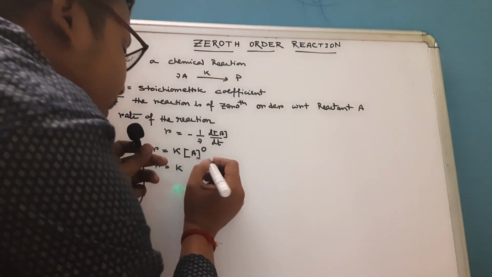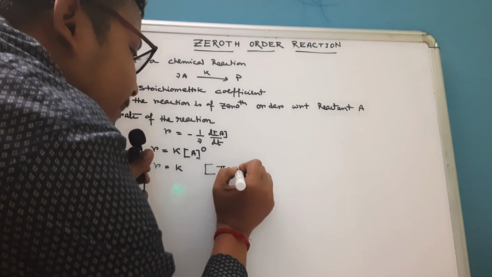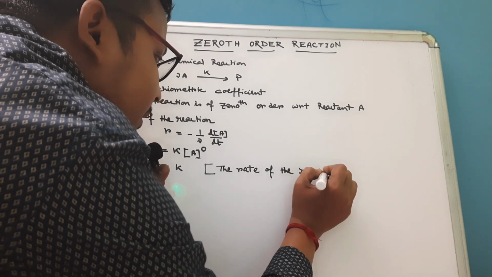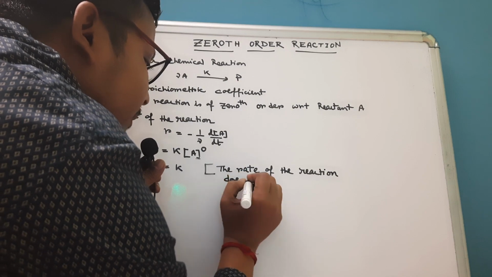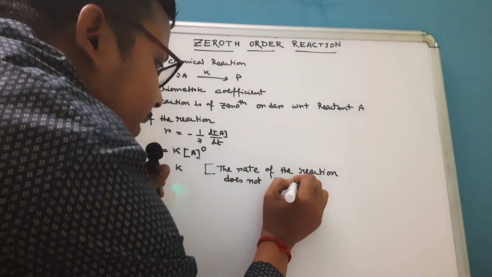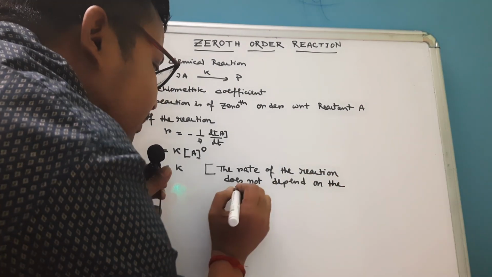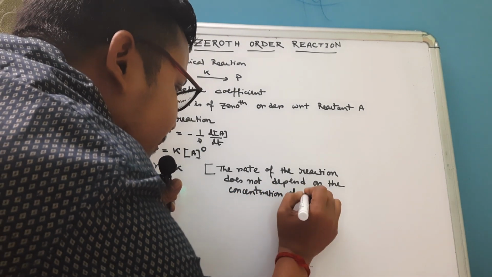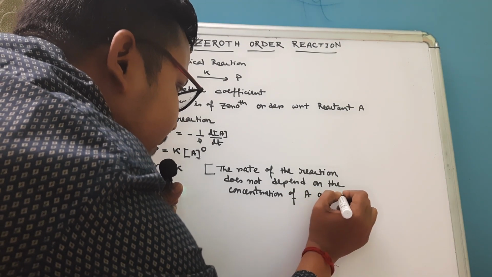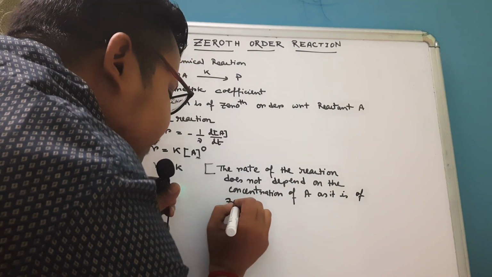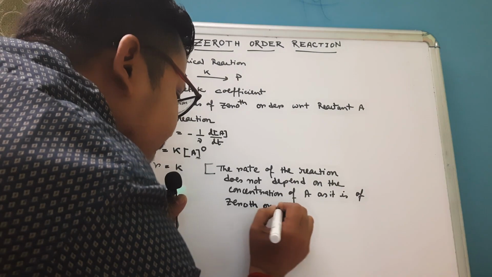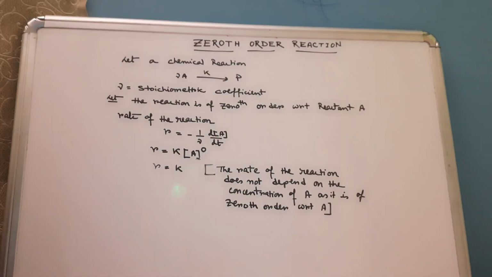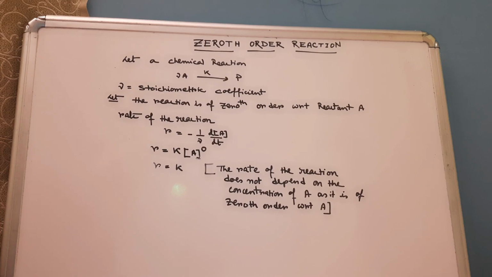So the rate of the reaction does not depend on the concentration of A, as it is of zeroth order with respect to A. So actually this is the physical significance of a zeroth order reaction. The rate of the reaction doesn't depend on the concentration of the reactant.